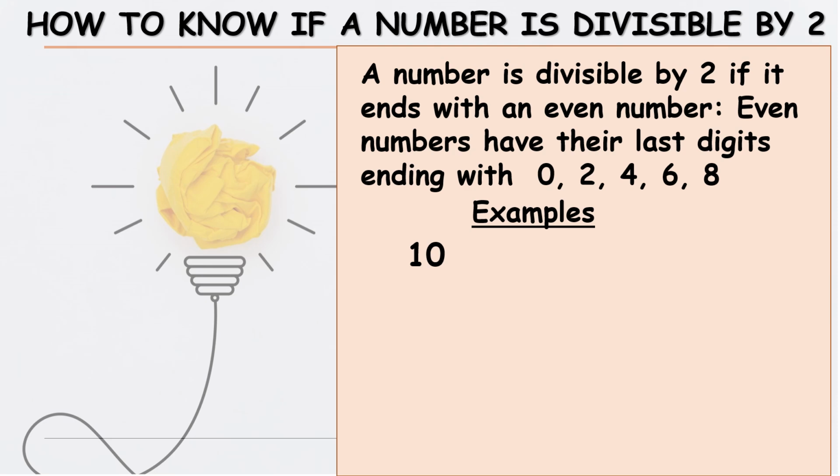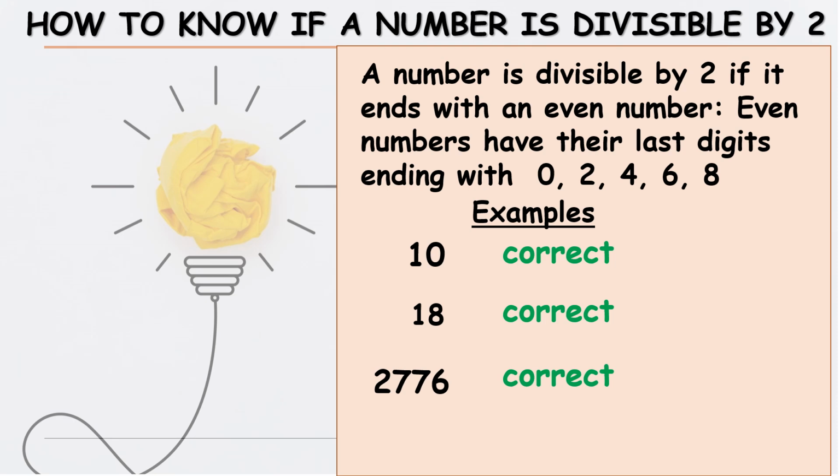Now let's look at this number, 10. Does it end with a 0, 2, 4, 6, or 8? It ends with a 0. It is an even number, therefore it is divisible by 2. 18 ends with an 8. It's an even number and therefore is divisible by 2. 2776 ends with 6, which is an even number, and therefore it is divisible by 2.